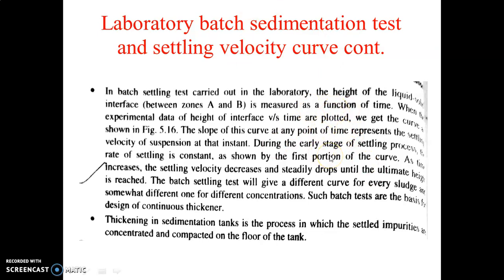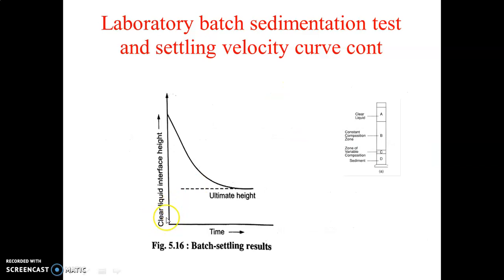This plot is shown in this figure. On the y-axis you plot the clear liquid interface height, that means this AB height. You have to measure this height as a function of time, at different times, say 1 minute, 2 minutes, 3 minutes, 5 minutes, like that. This height will decrease steadily and reach the ultimate height. So you note the clear liquid height versus time, and then plot this graph.